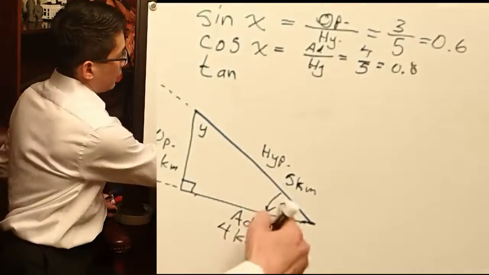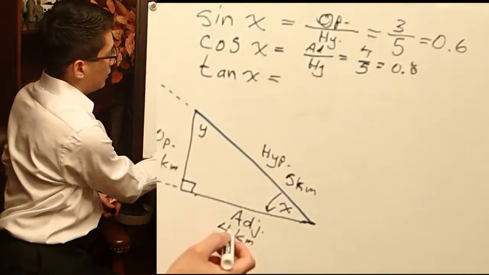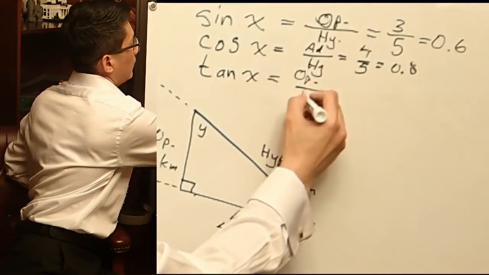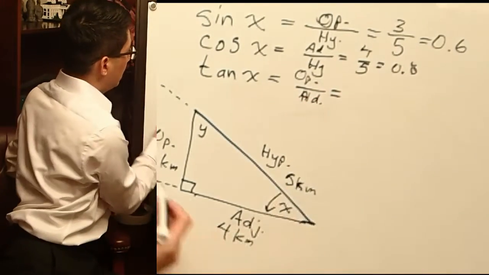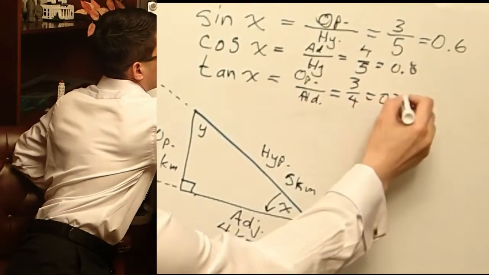Tangent of x is defined as opposite over adjacent. So we take the opposite side divided by the length of the adjacent side, and we get 3 divided by 4, which of course is 0.75.